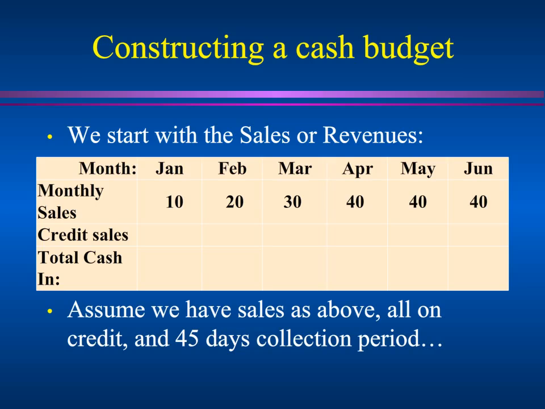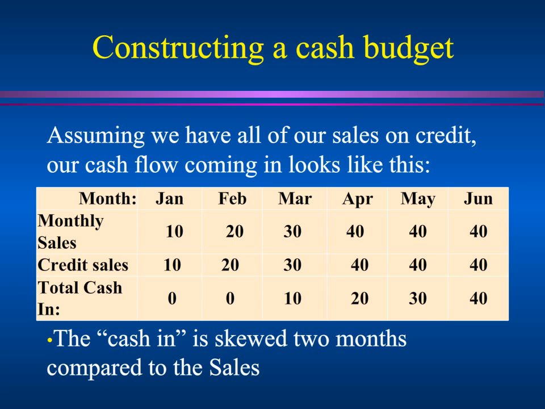So remember, we do the work in January, we invoice at the end of January. We're not going to see the money till March. That's what we're talking about. Now, Excel-wise and table-wise, we fill in the next row, and that just reflects what I said in the last slide. Credit sales, matching our monthly sales, so everything's on credit. That's 100% on credit.